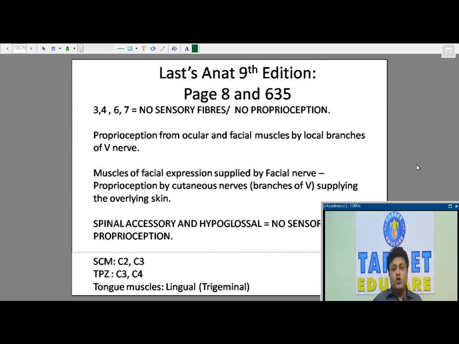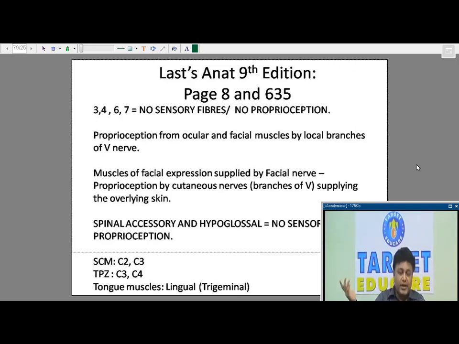So proprioception from ocular and facial muscles is by local branches of the fifth nerve, and the muscles of facial expression are supplied by the facial nerve. Here also, the proprioception is by cutaneous branches of trigeminal supplying the overlying skin. Whether it is 3, 4 or 6, 7, proprioception is from the central, that is number 5, trigeminal. This is one group, 3, 4, 5, 6, 7.